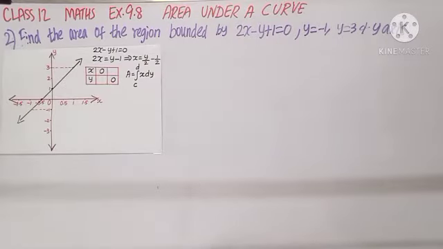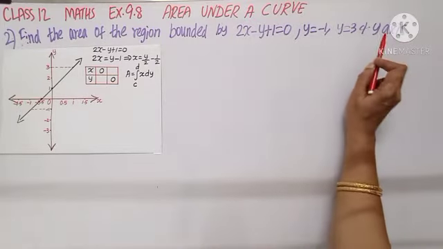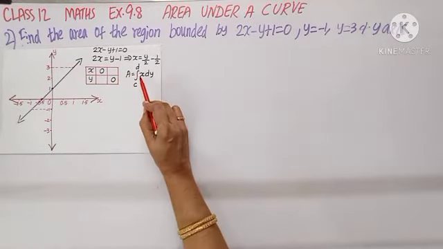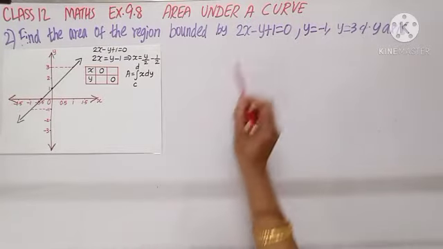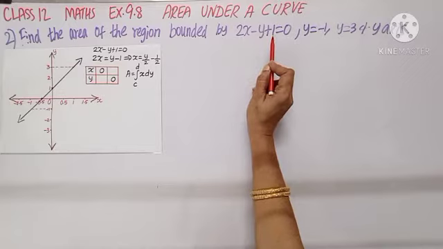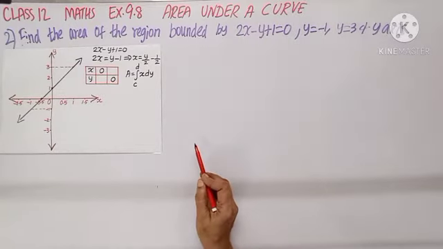Question number 2: find the area of the region bounded by 2x minus y plus 1 equals 0, y equals minus 1, y equals 3 and the y-axis. Now the question is about the y-axis, so the formula will be the integral from c to d of x dy. What is the equation given? 2x minus y plus 1 equal to 0.